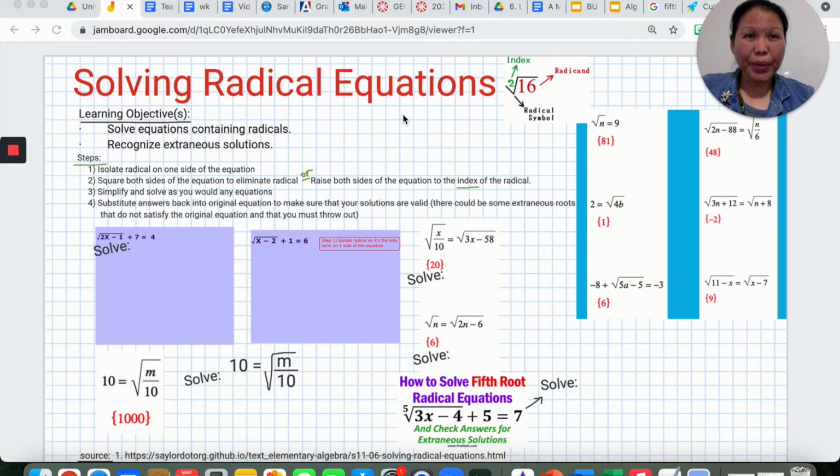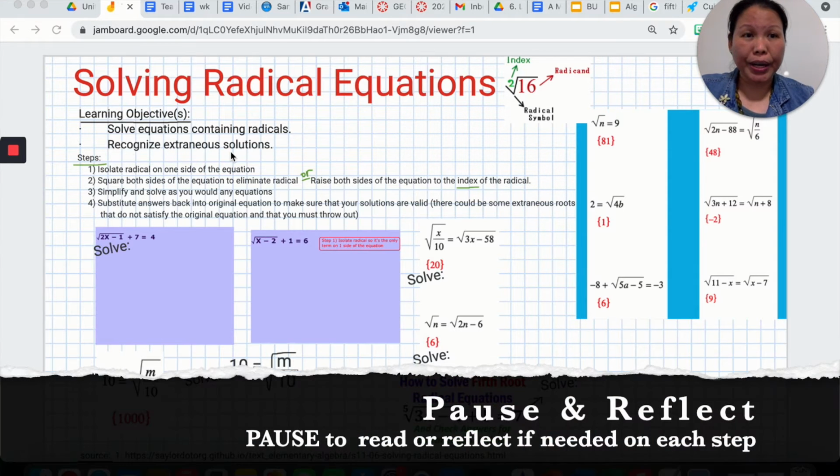Solving radical equations. Learning objective: solve equations containing radicals and recognize extraneous solutions. Steps. 1. Isolate the radical on one side of the equation.